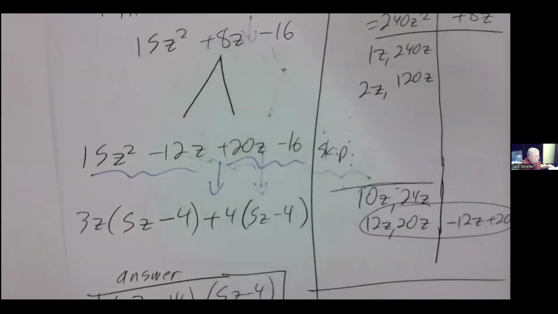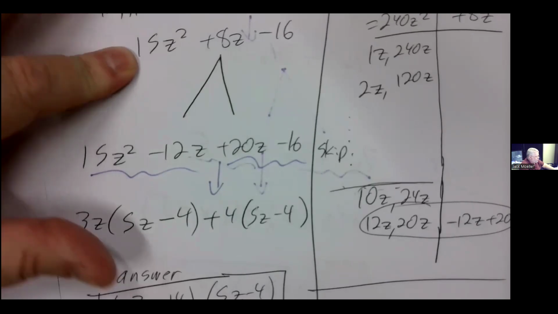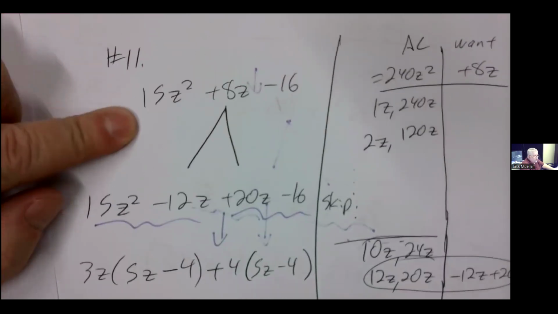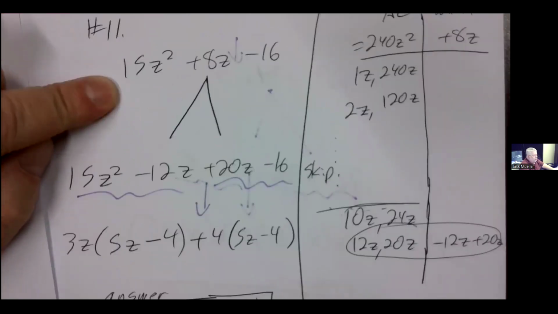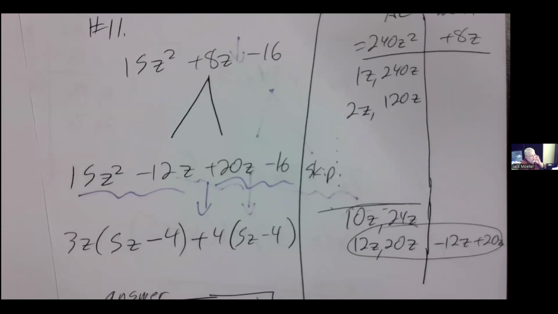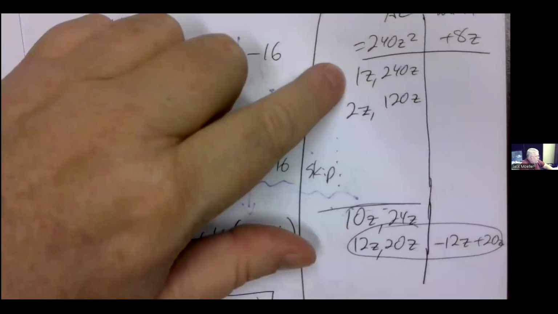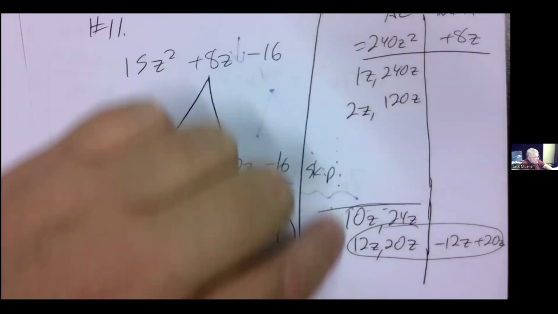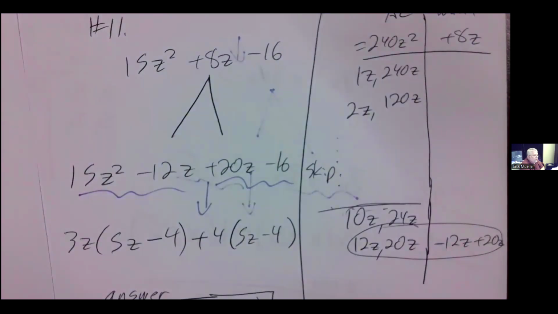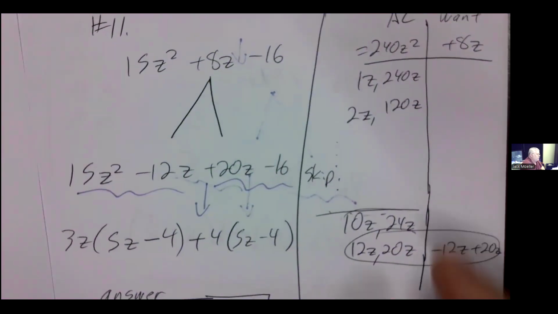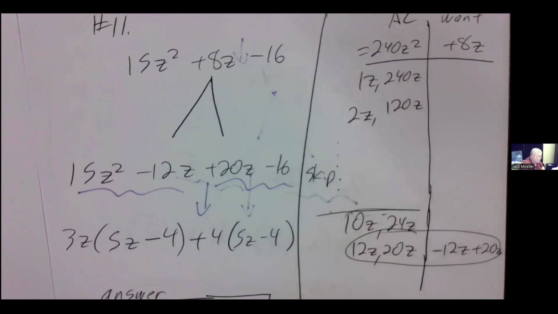But this is one where, even though I like reverse FOIL, my natural inclination is to just go straight to AC method, so I don't have to worry about all the possibilities of guessing on my binomials. But again, if you're not systematic, this could be what really trips you up on the AC method. So please get in the habit of going in order.